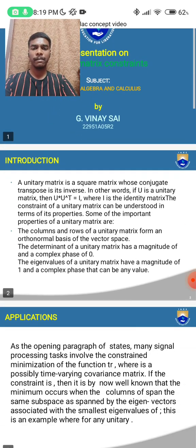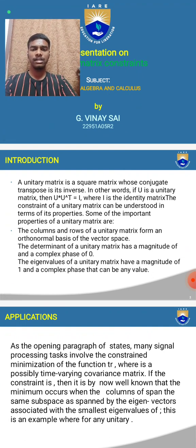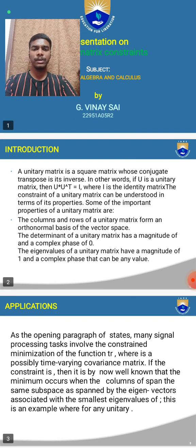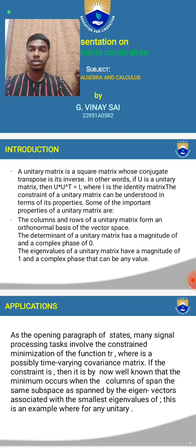Let's go to the introduction. A unitary matrix is a square matrix whose conjugate transpose is its inverse. In other words, if U is a unitary matrix, then U times U transpose equals I, where I is the identity matrix. The constraint of the unitary matrix can be understood in terms of its properties.